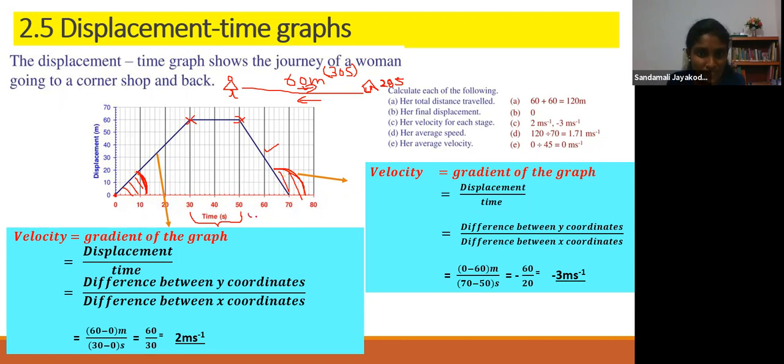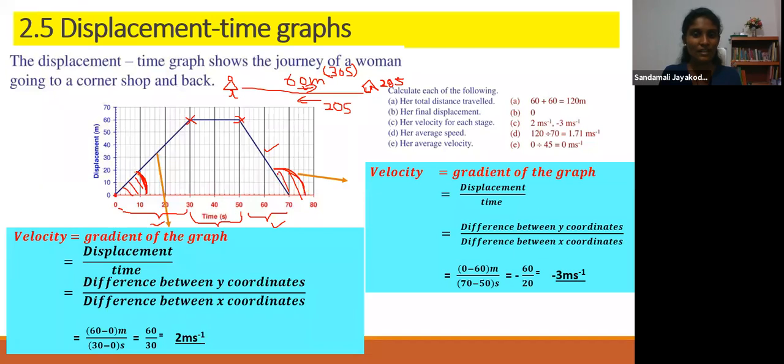She has spent 30 seconds to go and 20 seconds to come back. After taking things, she is coming back very fast. So by the time too, we can get an idea that she is moving faster than before. Initially 30 seconds, now 20 seconds. If she is spending less time, she is moving fast. That is the meaning. It is given by the gradient of our graph too.